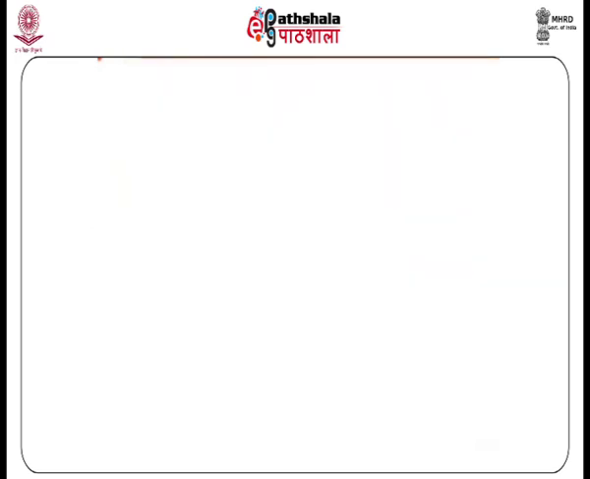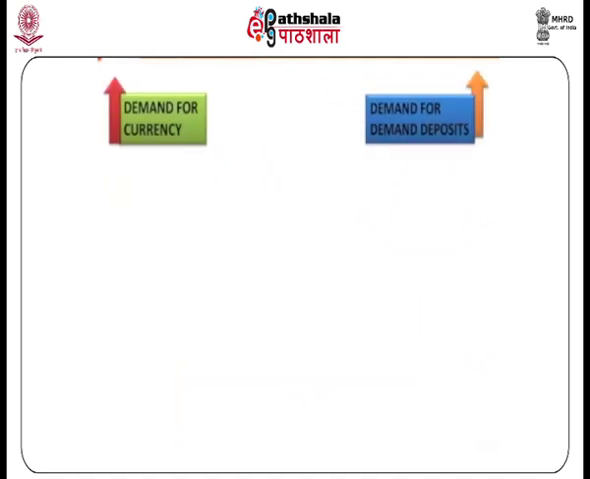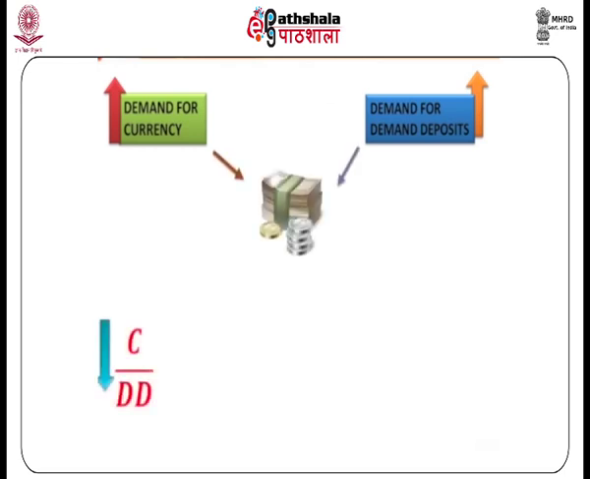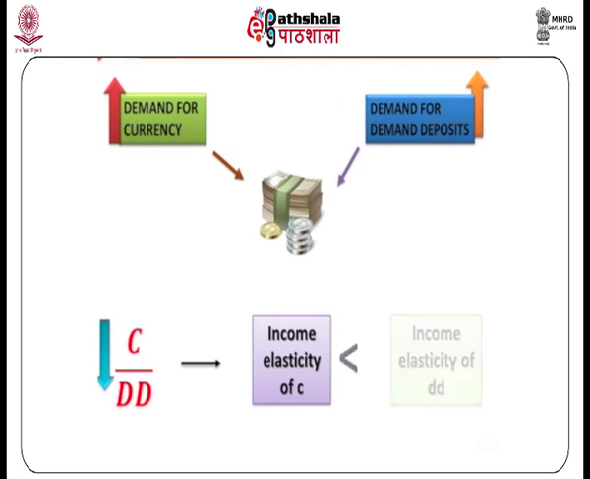However, since both the demand for currency as well as the demand for demand deposits tend to increase with increases in income, a declining C upon DD ratio indicates that the income elasticity of currency demand is less than that of demand deposits.